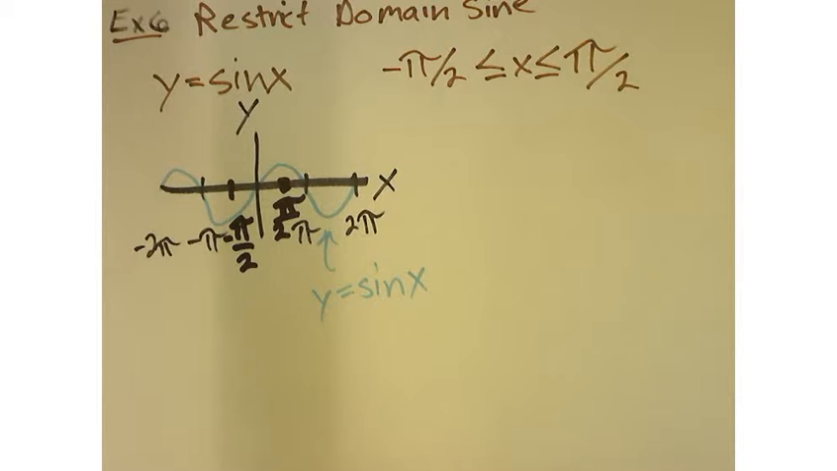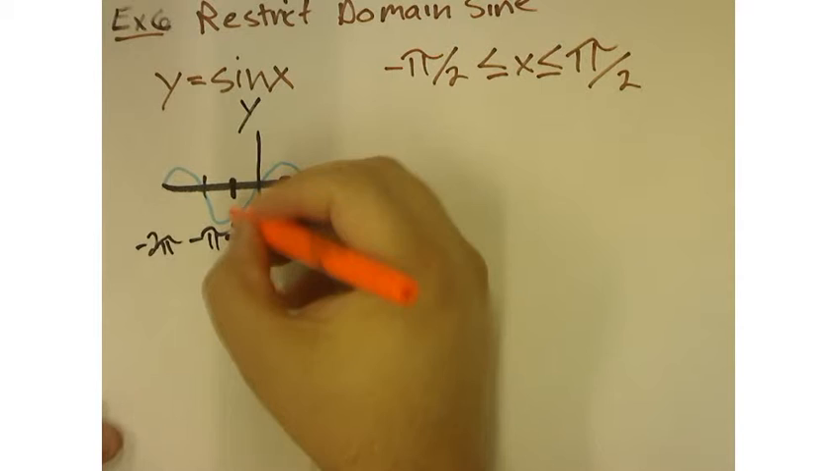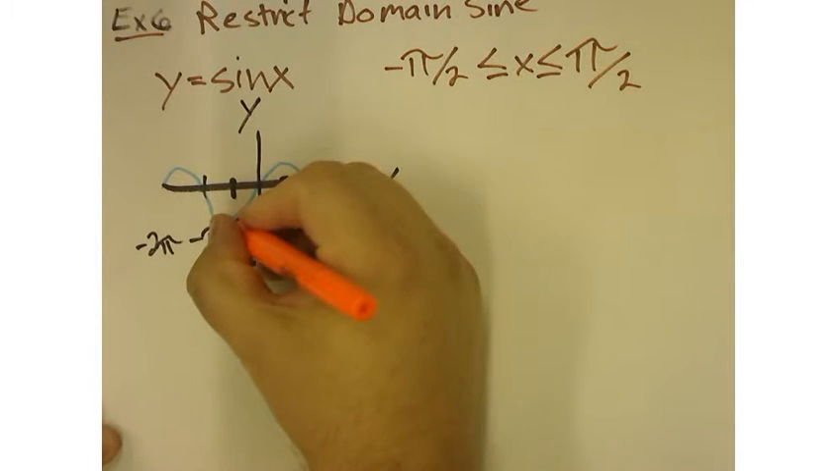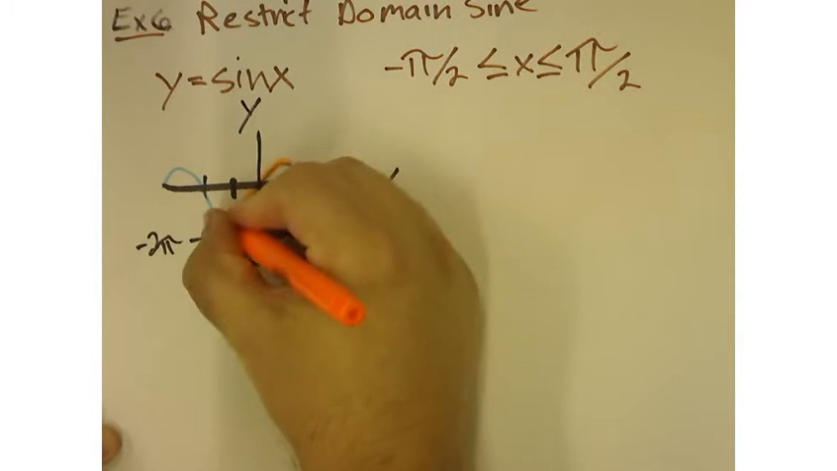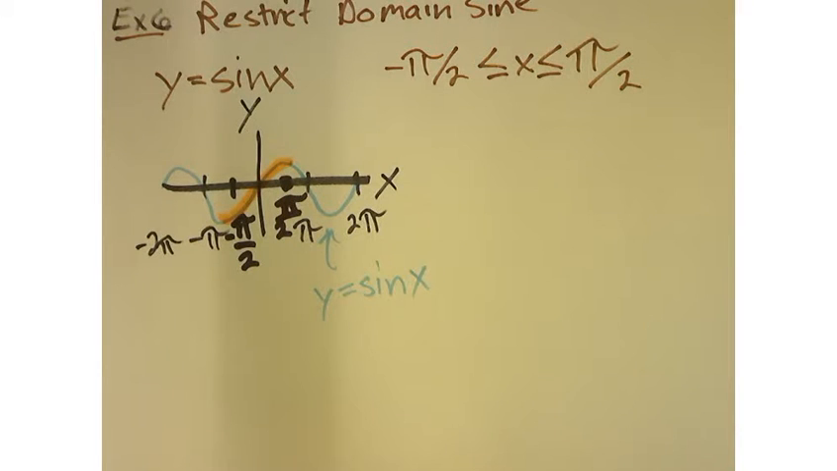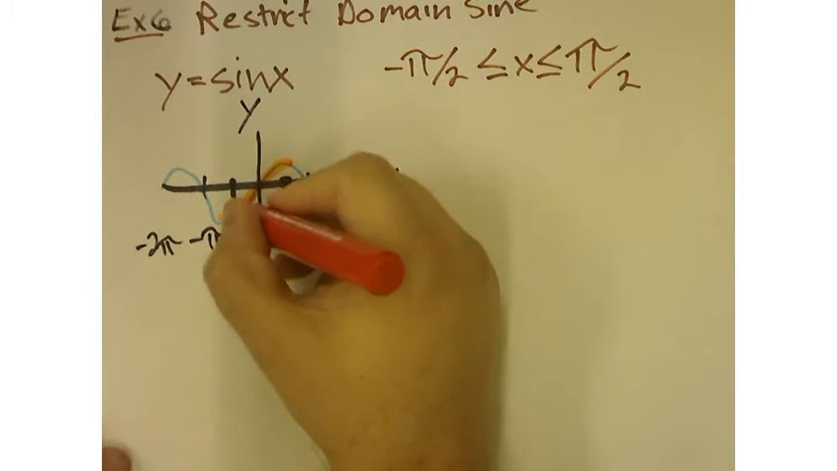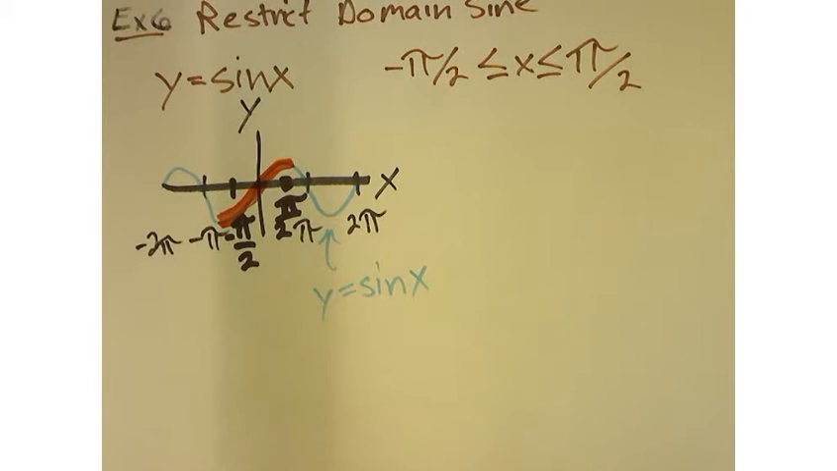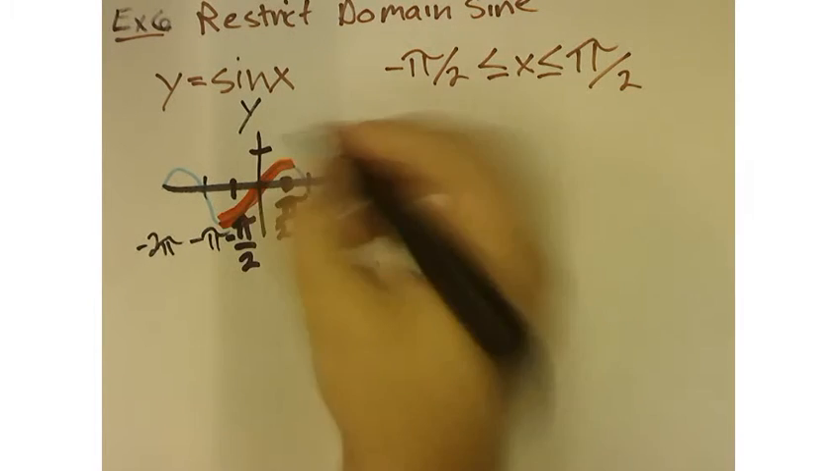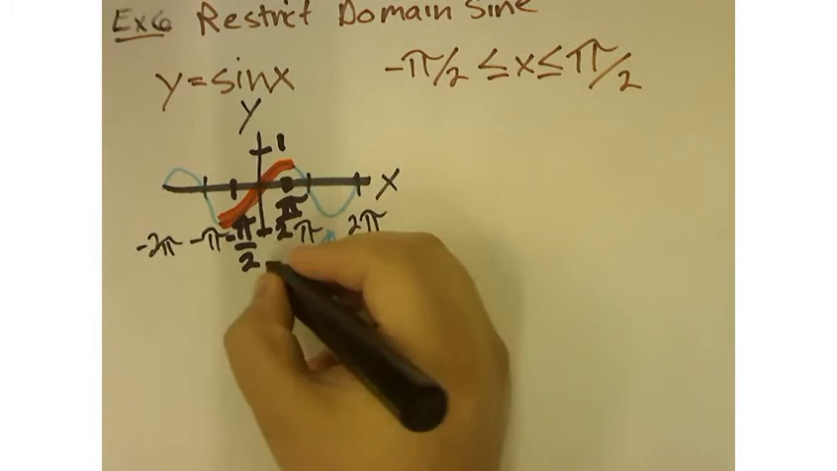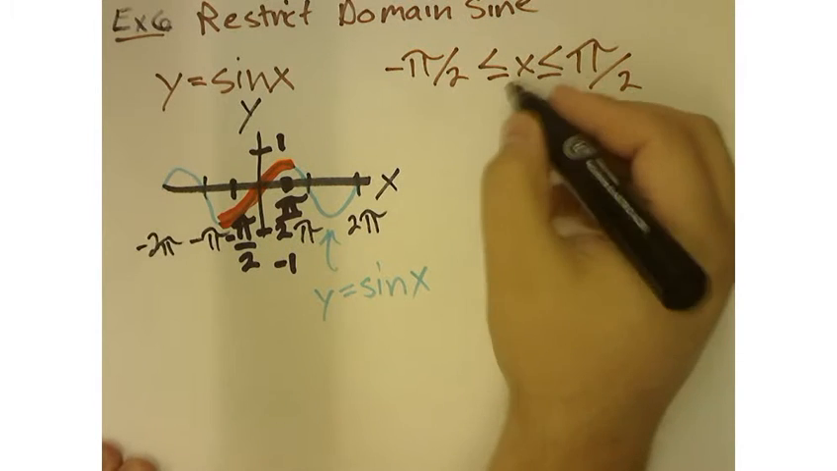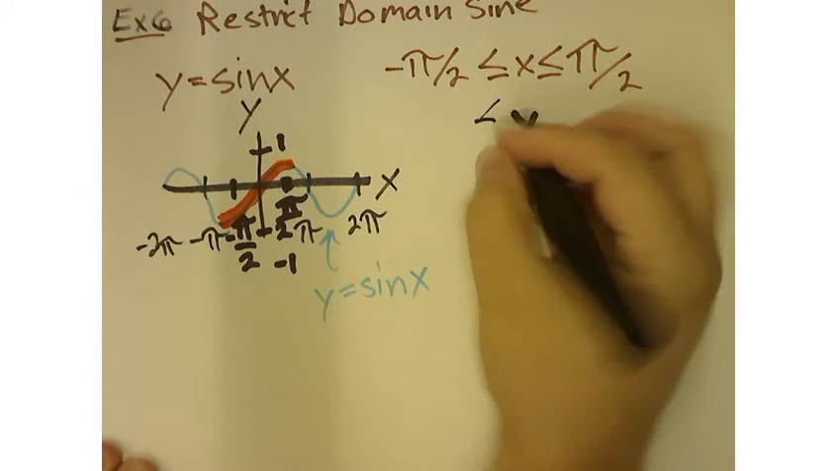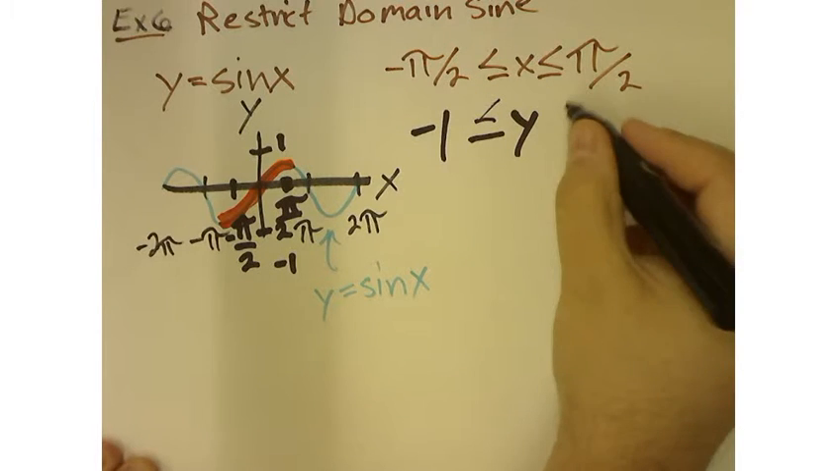If I focus only on that portion of the sine function, from here to here, I get a nice little graph that looks like this. Let me put that in red so you can see it better. So my sine function goes from here to here, and that's going to have a range from 1 to negative 1. So if this is the domain, then my range would be from negative 1 to 1.